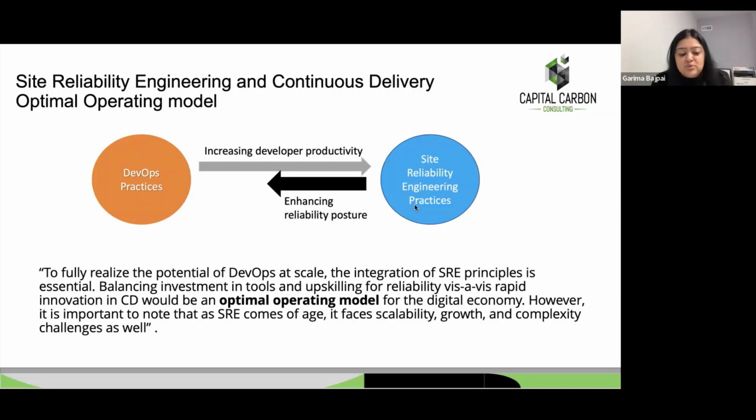And we are at a stage where we would like to discuss how site reliability engineering and DevOps would be pivoting to an optimal operating model. To fully realize the potential of DevOps at scale, the integration of SRE practices is essential. Everybody agrees to that today. Balancing investment in tools and upskilling for reliability vis-a-vis rapid innovation is needed to bring that optimal operating model in place. And could continuous delivery be that common code, the common trigger, to be the binding force behind that optimal operating model?